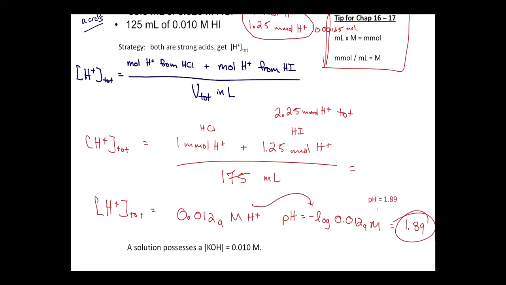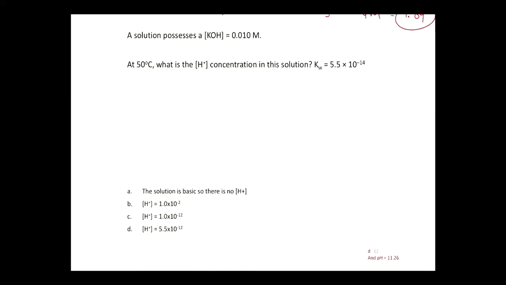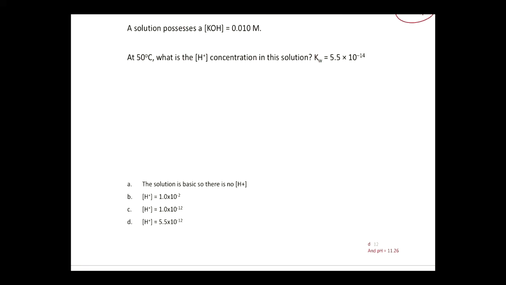And that's good. We put acid in water. The pH should be acidic. Okay. So there's another application of mixing two acids. Both of them are strong, so you just need to get the total H plus concentration from those two sources. Okay. All right, one more.